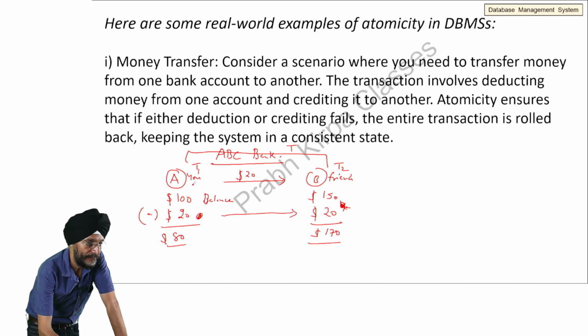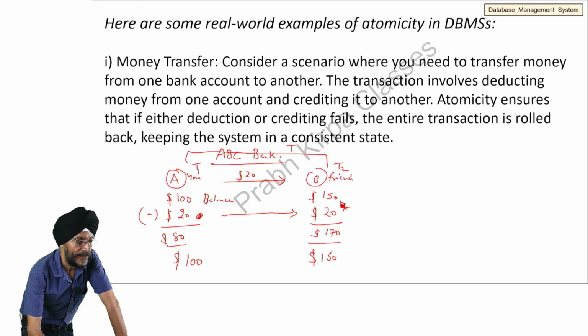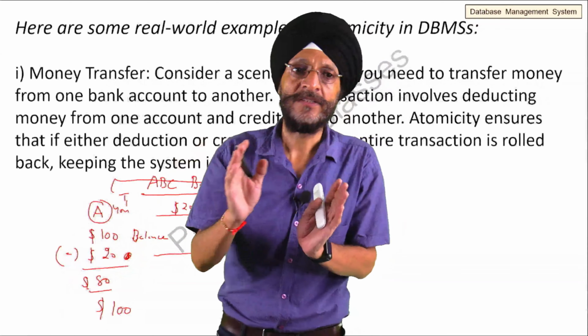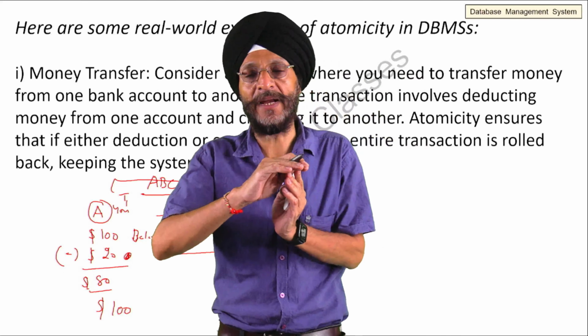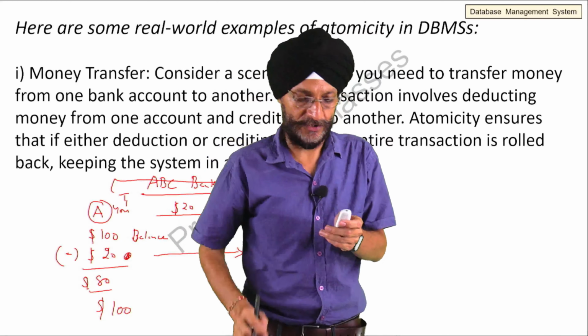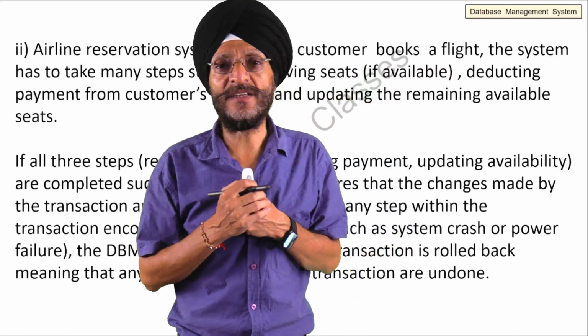That is, your account balance will again be shown as $100, and your friend's account will again have the balance of $150. That is, no credit, no debit. The debit which was performed on your account will be reverted back, and you will again have the original balance of $100. Now we take another example of airline reservation system.